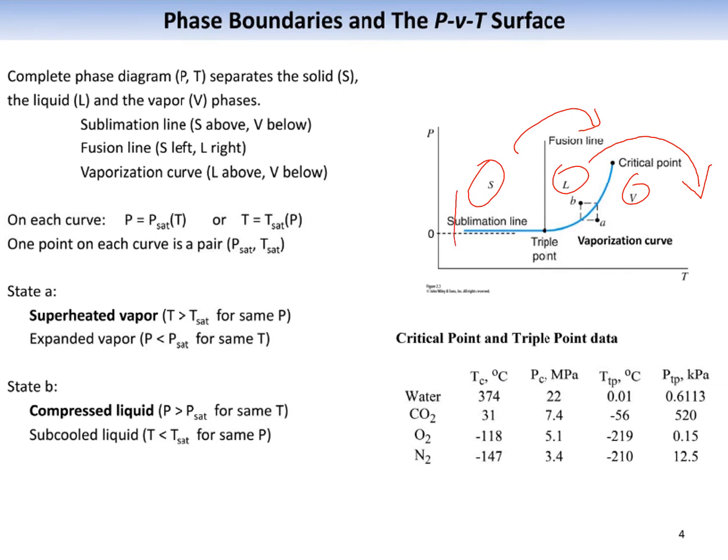When solid crosses this boundary, it becomes vapor. But what if we reach this point, exactly this point? Then the pure substance will be coexisting in all three phases, and because of it, it is called the triple point. It will be in the form of solid, liquid, and vapors at the same time. So it is called triple point.